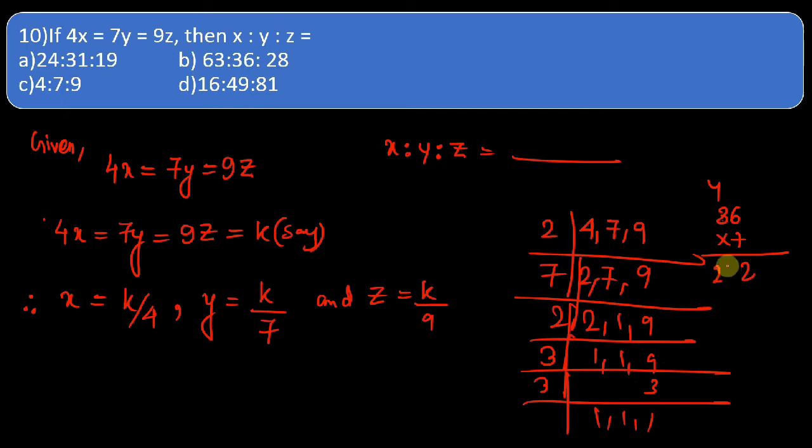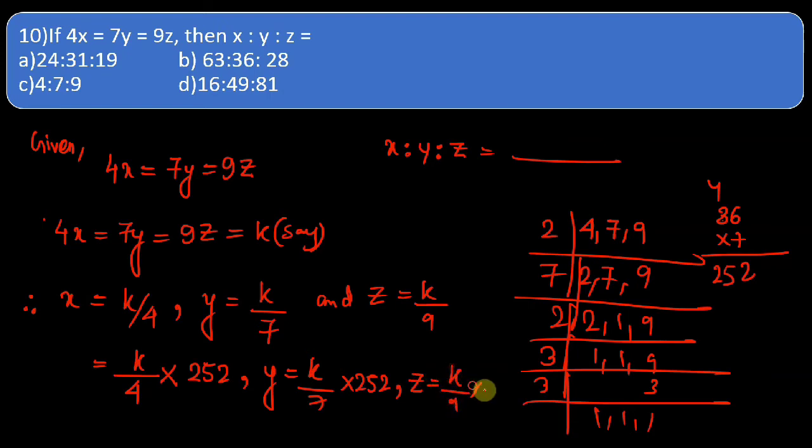252. Now we are multiplying with 252, we get x as k by 4 into 252. We will get y as k by 7 into 252, and similarly for z we will get k by 9 into 252.